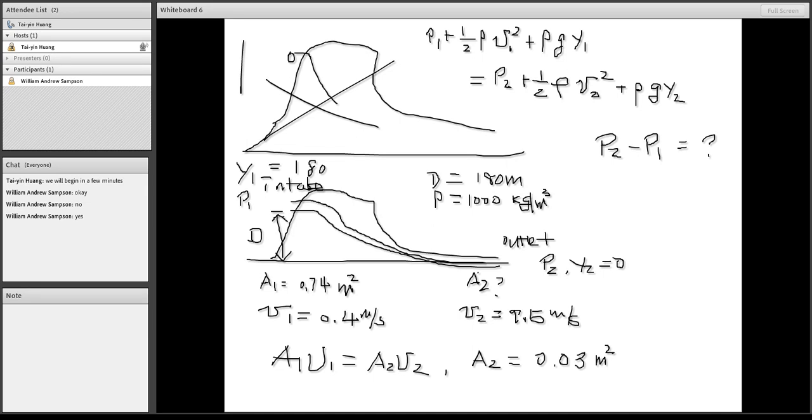So you're going to get a pretty large number. Whenever you're dealing with pressure, usually the number is pretty large because if you remember, one atmospheric pressure is 1.01 times 10 to the fifth Pascal. So usually you will get a huge number. Do we have an answer? Oh, you're still working on it. Okay.